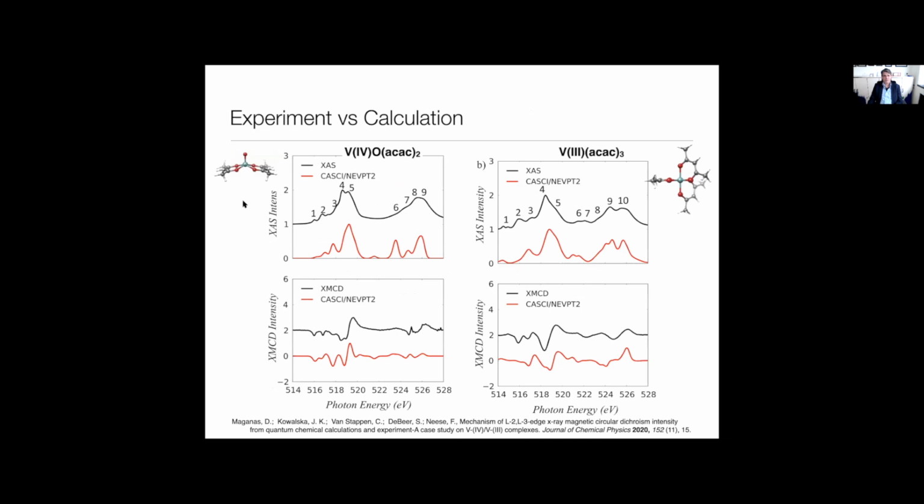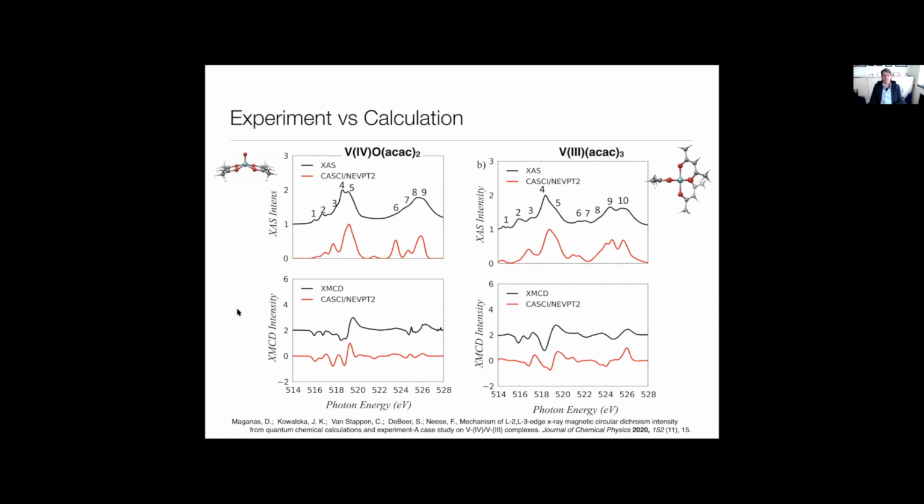And we have studied here a number of vanadium acac complexes. That is an oxo-vanadium acac2, a vanadium(IV) complex, and that is a vanadium(III) complex, V(acac)3. We can calculate both the XAS and the XMCD, in this case from NEVPT2 calculations, and you hopefully agree with me that the agreement between theory and experiment is quite nice.